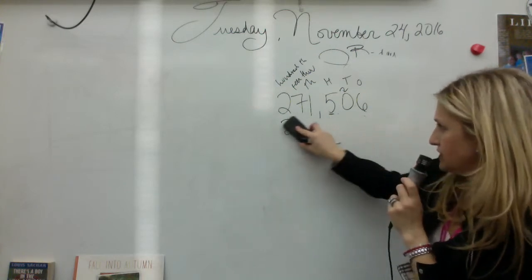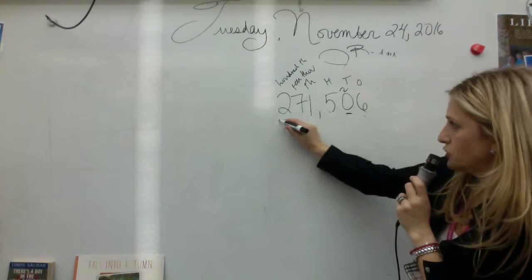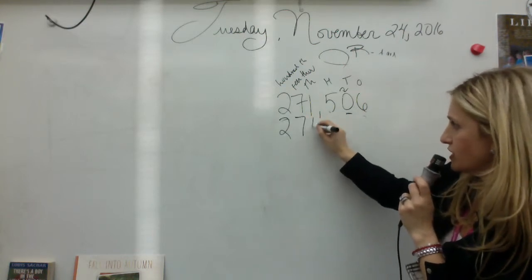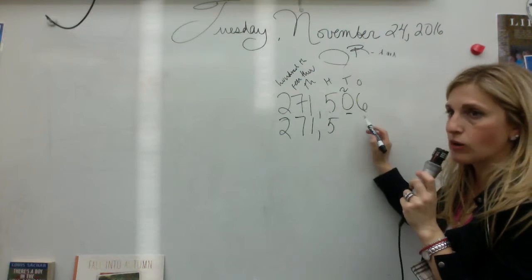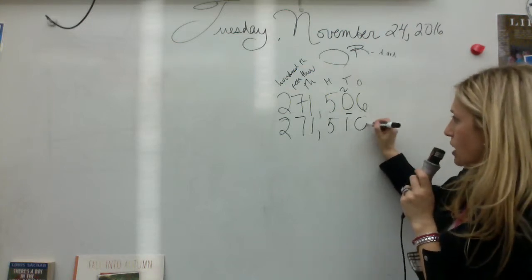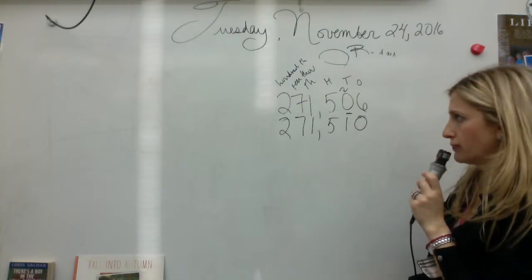The last place value that I can round to is the tens. So the 2 remains the same, the 7, the 1, and the 5. But the 6 makes the 0 become a 1, and everything after is a 0. That is essentially rounding.